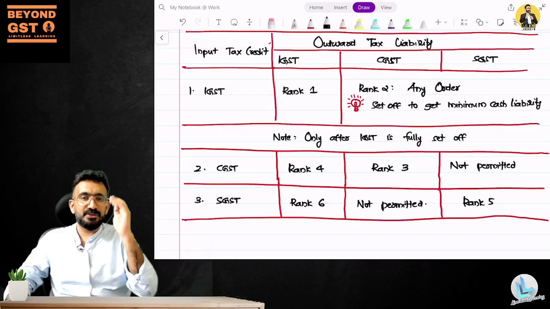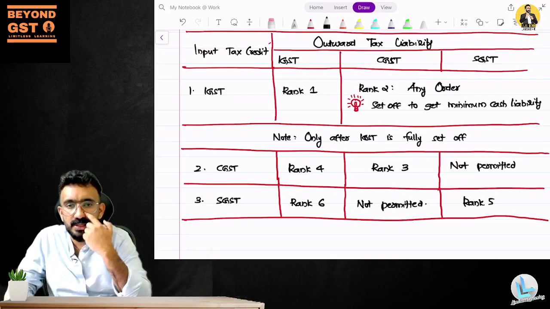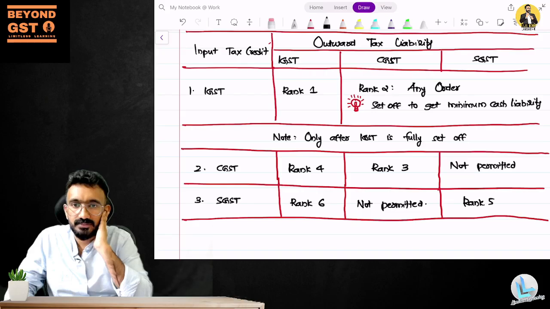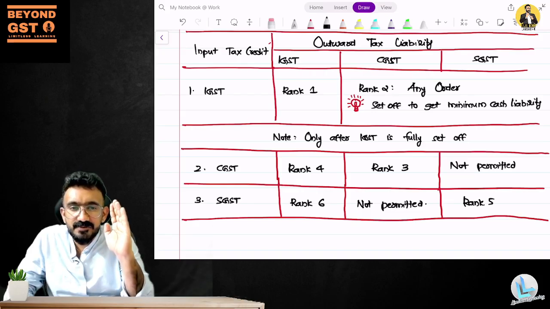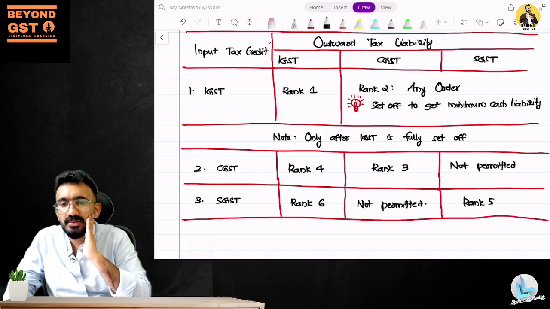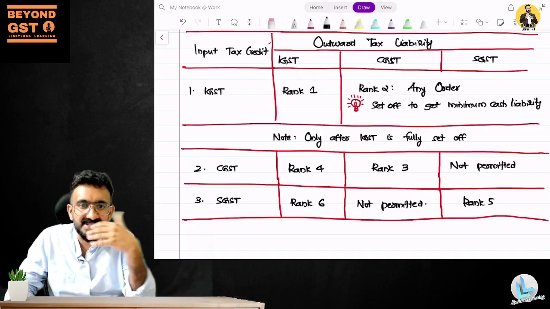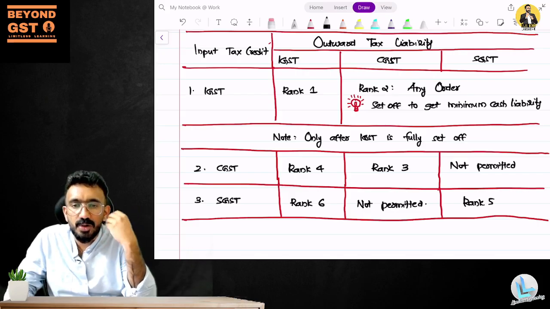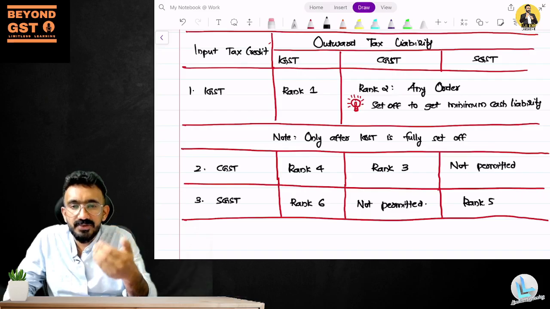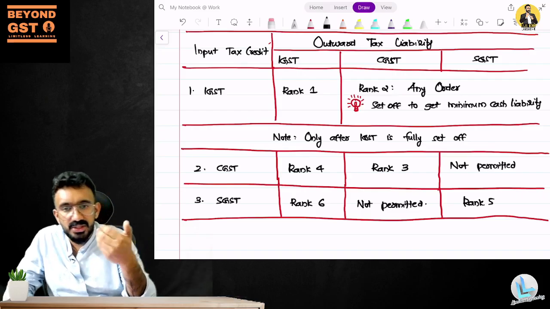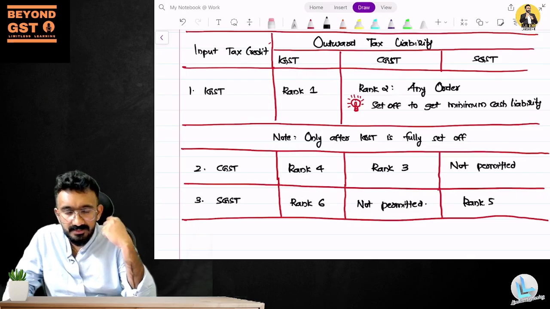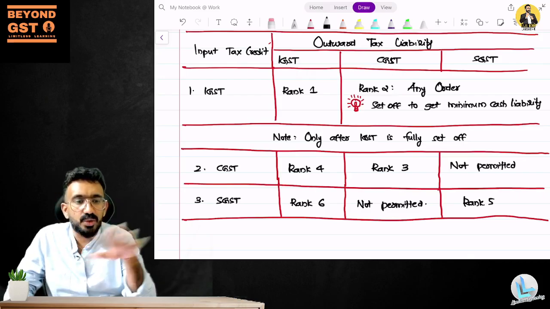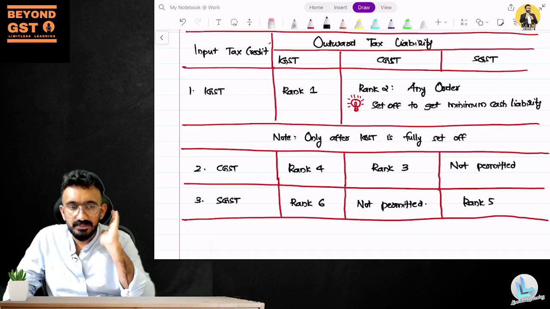IGST should be first set off against IGST, then against CGST or SGST in any order. Only after IGST is fully set off, then we will go to CGST and SGST. CGST will be set off against CGST, then against IGST. CGST to SGST is not permitted. SGST will be first set off against SGST, then SGST will be set off against IGST. But SGST to CGST is also not permitted. Are you guys understanding this?